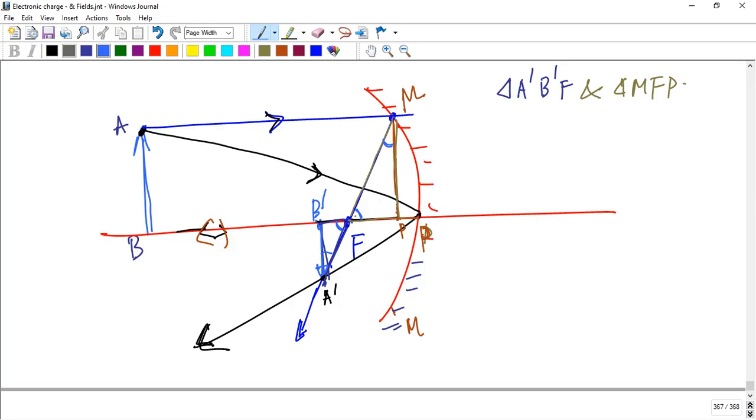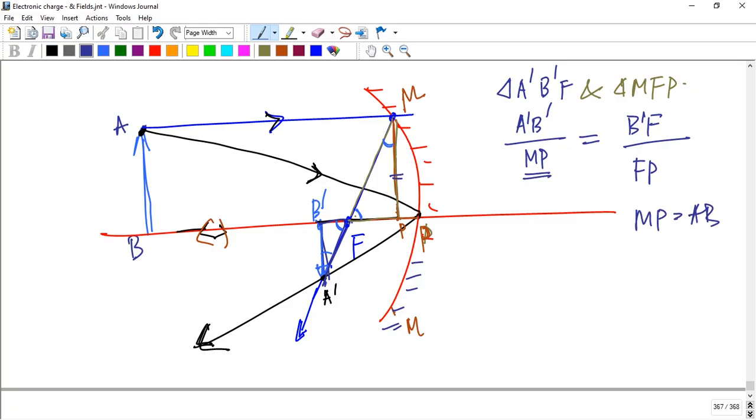The ratio of the corresponding sides is A dash B dash by the height MP, that is equal to B dash A by FP, the corresponding side ratio. And you see that MP is equal to AB because these two lengths are the same, as these two lines are parallel. So now MP is replaced by AB, and that is B dash A by FP. That's equation number 1.